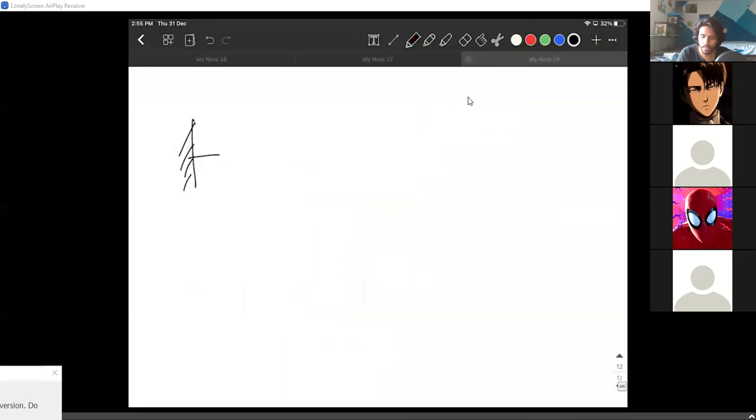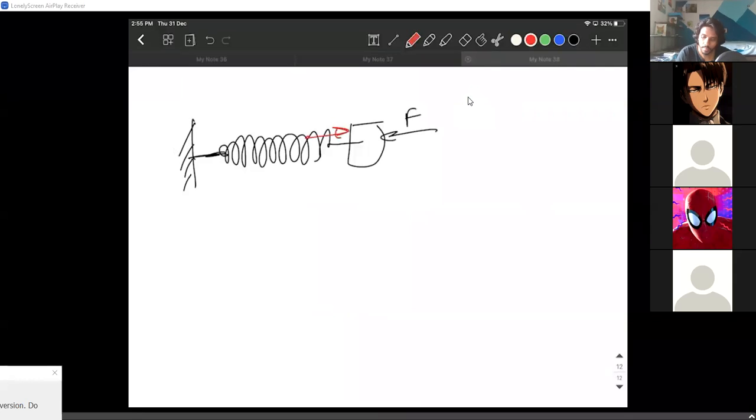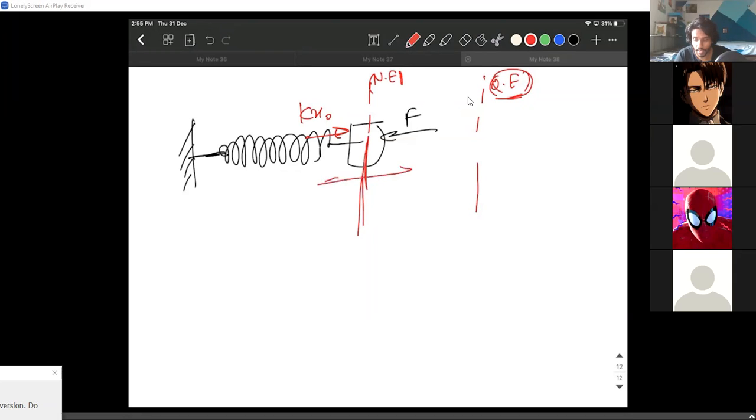So the spring is already compressed because of this external force, and there is some kx naught. Just for fun, I'm mentioning the old equilibrium also, OE. This is NE, the new equilibrium position. It doesn't really have any meaning, you can forget that. About this new mean position, it will oscillate. So about this new mean position, I try to move it by a small displacement x.